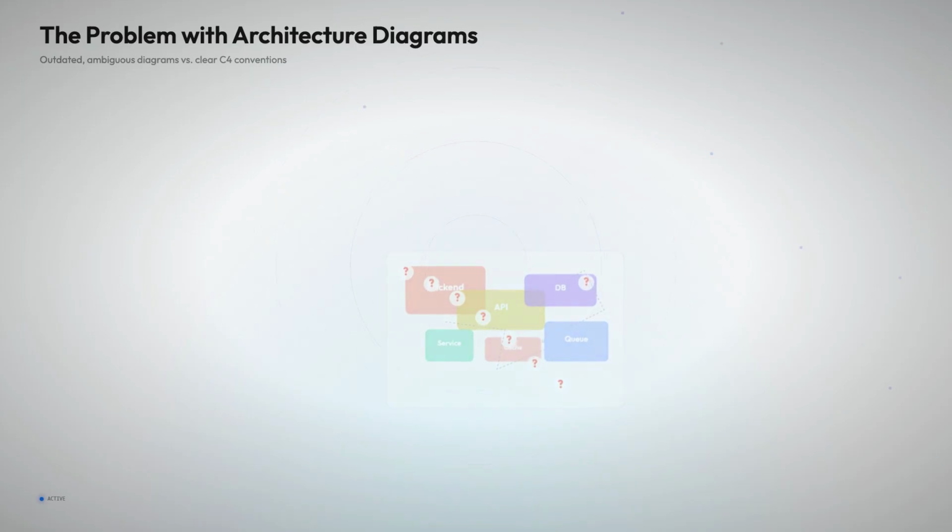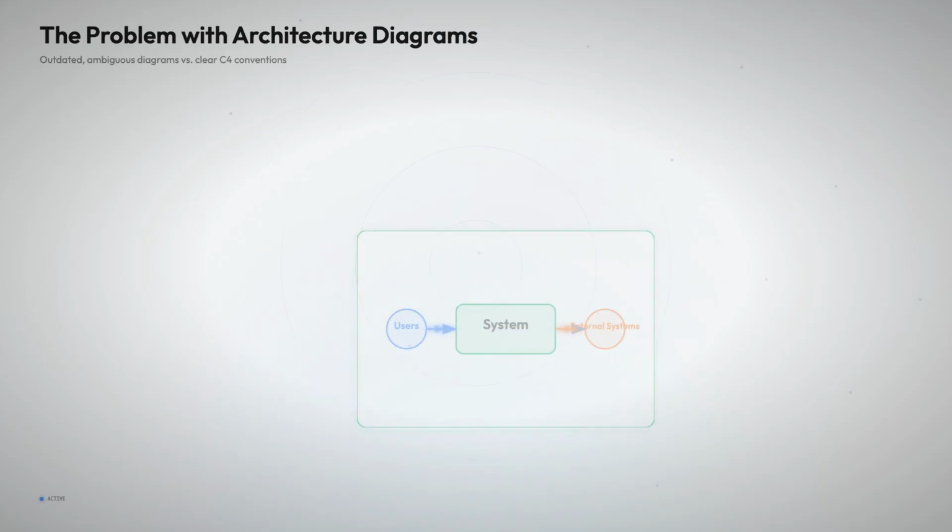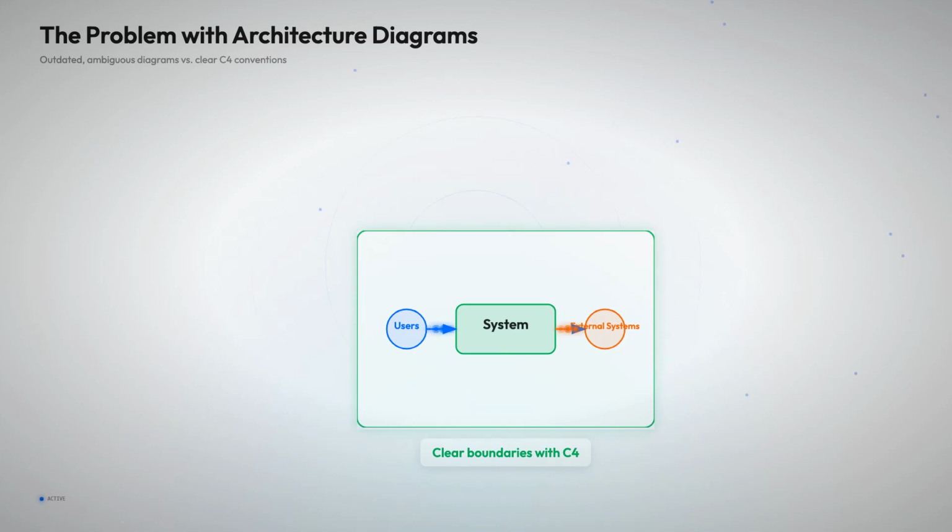One engineer draws a box labeled backend, meaning the entire API layer. Another means a single microservice. Looking at the same diagram, two people imagine different systems. That ambiguity breaks things when reality hits.